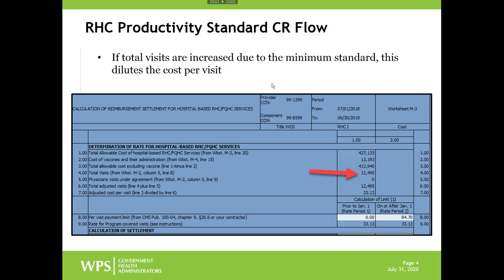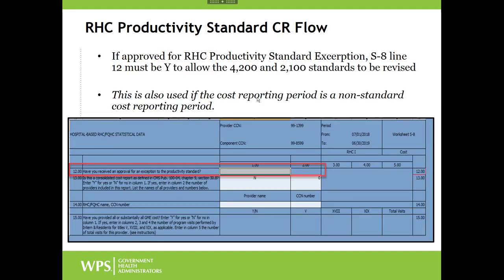So the cost per visit is diluted. That's another way of saying that. Now, there is one last piece of the cost report flow that's important leading into the exception itself. Worksheet S-8 deals with the exception.